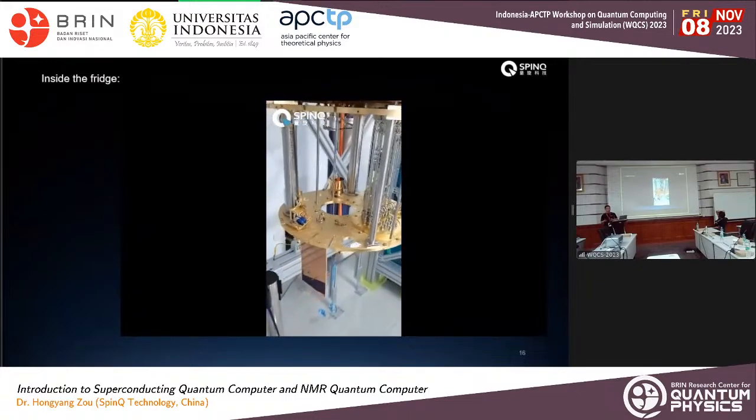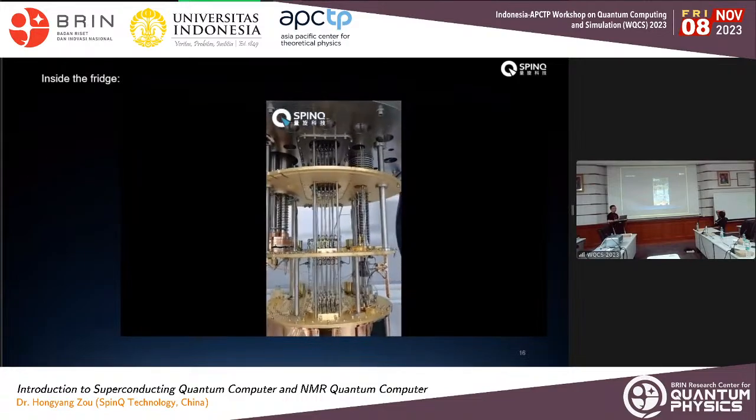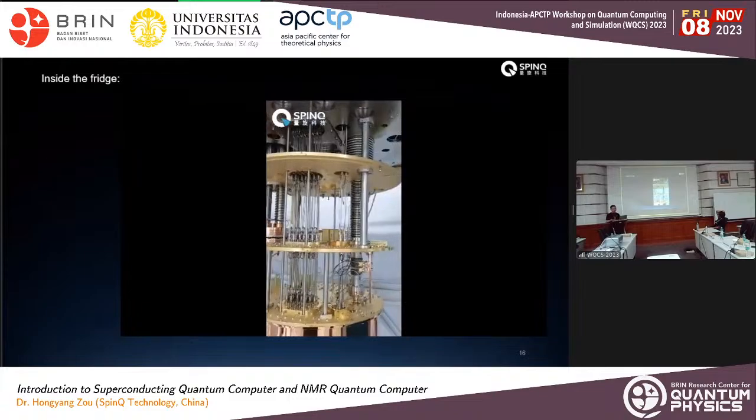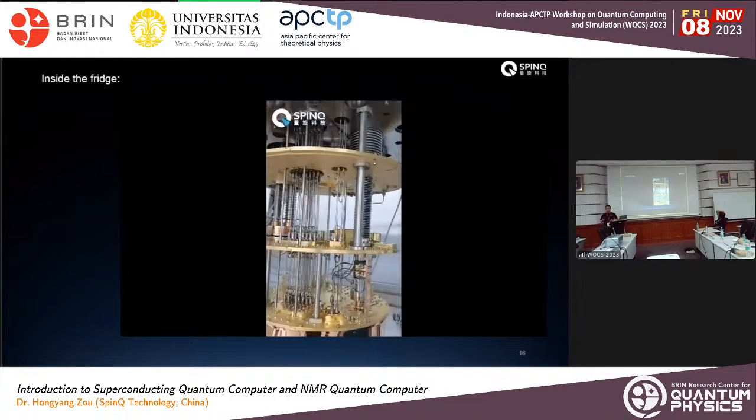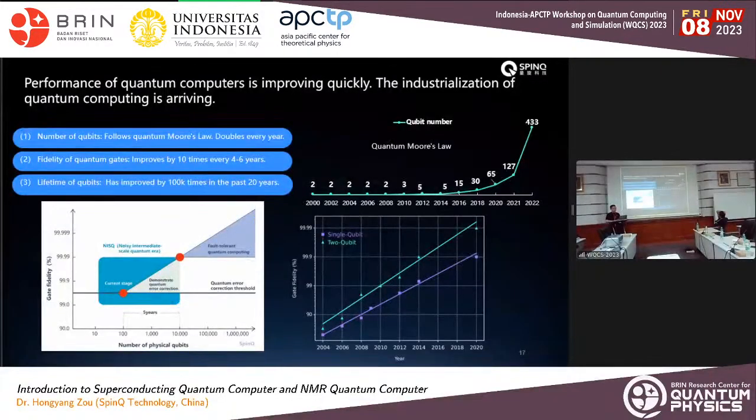Except the dilution cooling units, we have many low temperature electronic devices in the fridge, like the low temperature amplifier, circulator, filter, attenuator, and so on. In recent years, the performance of quantum computers, especially superconducting quantum computers, is improving quickly in many aspects, like the number of qubits. It was 433 last year, and just a few days ago, in 2023, it's already 1,000 qubits. And also, we have big improvements in the fidelity of gates and also the lifetime of the qubits.